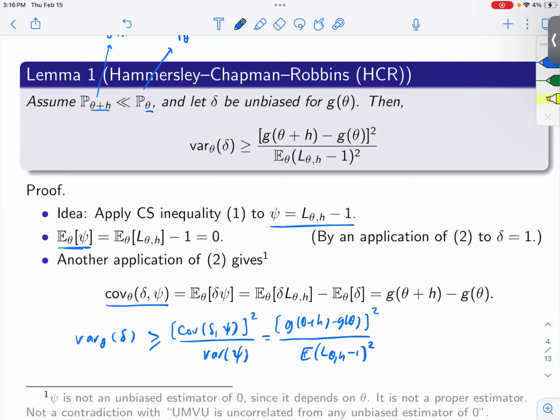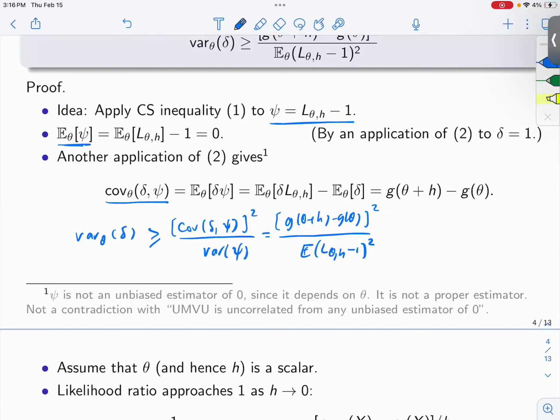Sounds good. Okay, so this was quick. Next time we'll come back and do it a little bit more properly, and we'll talk about the Cramér-Rao bound. Sounds good? Okay. Thank you, guys.